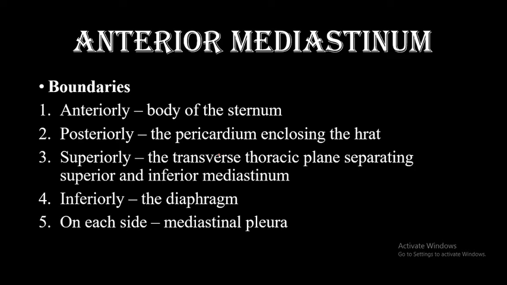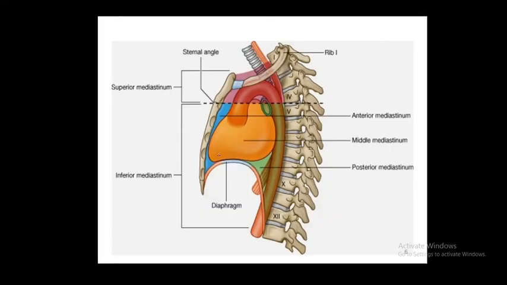It is bounded anteriorly by the body of the sternum. Posteriorly it has the heart, enclosed by the pericardium. Then superiorly is the transverse thoracic plane, which is separating the superior and the inferior mediastinum here. Inferiorly the diaphragm, and on each side the mediastinal pleura. Now please remember, inferiorly and on each side the structures are the same. Inferiorly, the inferior mediastinum, which includes all the three, that is anterior, middle, and posterior, is bounded by the diaphragm, and on each side they are bounded by the mediastinal pleura here.